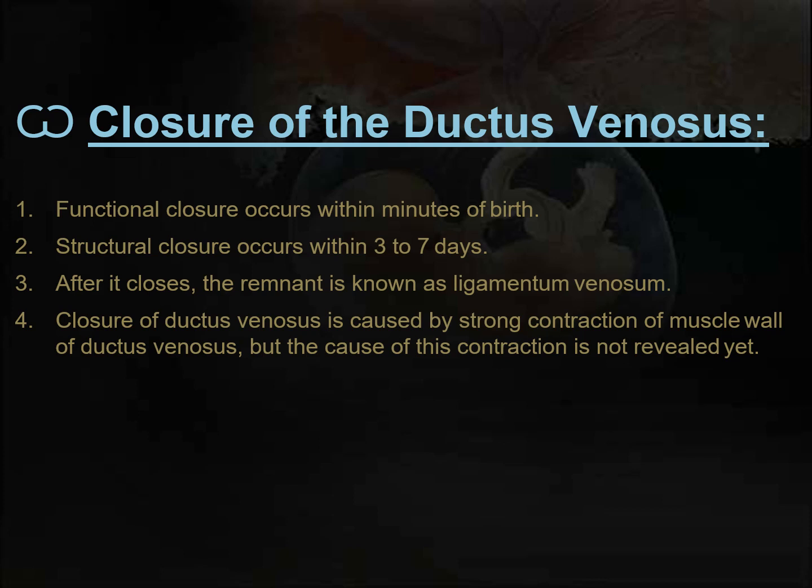The ductus venosus will close functionally within minutes after the birth, and structurally it will get closed between 3 to 7 days, and after closure, the remnant is known as the ligamentum venosum. The closed ductus venosus will be named as ligamentum venosum. Anatomical closure will occur between 3 to 7 days after the birth. Closure of the ductus venosus is caused by the strong contraction of the muscle wall of the ductus venosus, but the exact cause is unknown. Anyway, the ductus venosus will become ligamentum venosum and it will get closed after the birth.